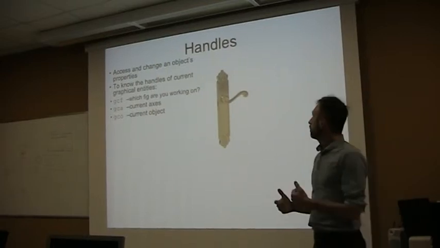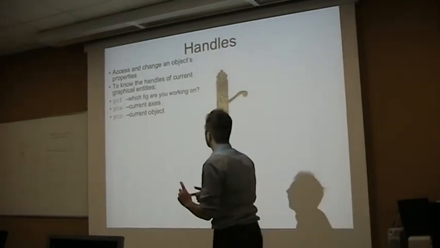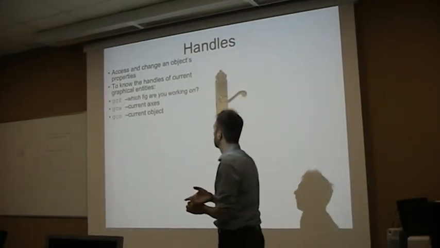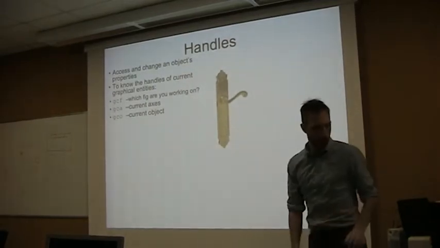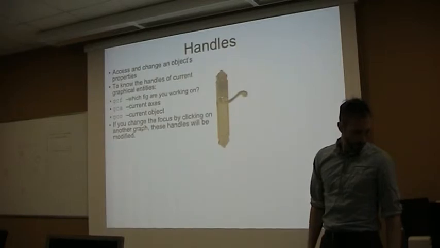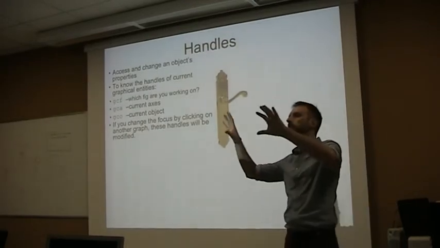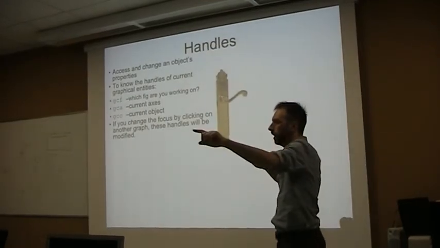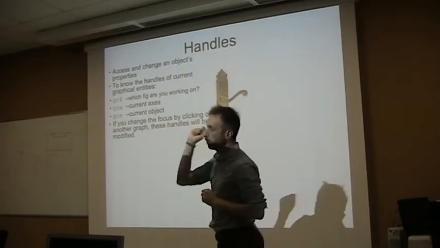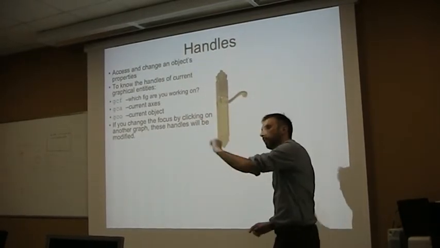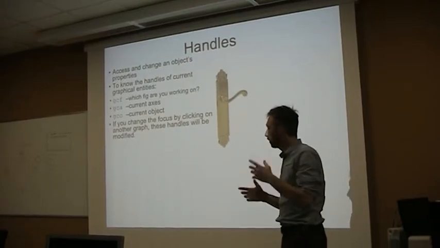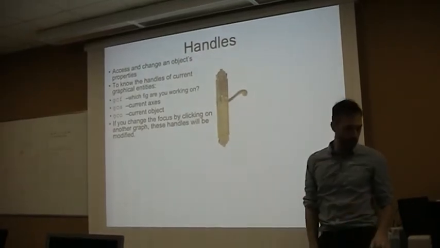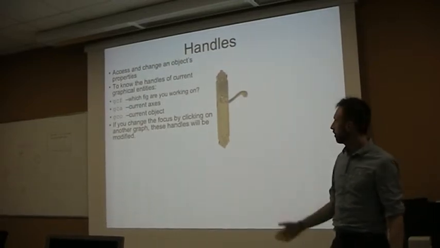Okay, if you want to know which figure you're working on, or which axis, which object, then you type GCF, GCA, or GCO. And if you say have 2 figures open, you click on figure 1, well then your current figure is going to be 1. If you then click on figure 2, your current figure is going to be 2. So keep that in mind, because if you interact with the figures, the handles change.